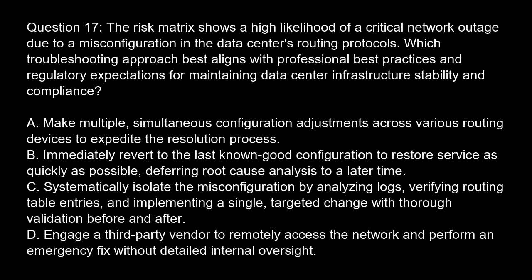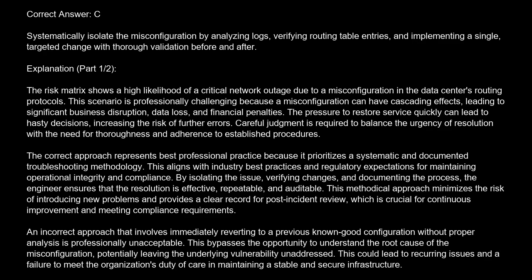Option C. Systematically isolate the misconfiguration by analyzing logs, verifying routing table entries, and implementing a single, targeted change with thorough validation before and after. Option D. Engage a third-party vendor to remotely access the network and perform an emergency fix without detailed internal oversight. Correct answer is C. Systematically isolate the misconfiguration by analyzing logs, verifying routing table entries, and implementing a single, targeted change with thorough validation before and after.